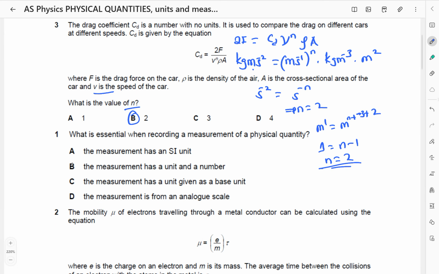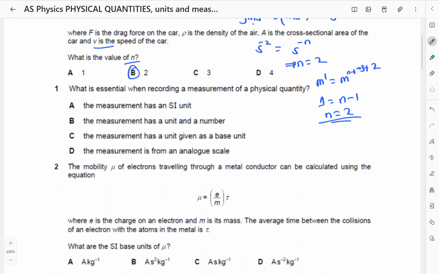What is essential when recording a measurement of a physical quantity? Of course, it must be represented by a numerical magnitude, which is a number, and a unit. Therefore, our answer is going to be B. The measurement has a unit and a number. The measurement has an SI unit. It should have a number. The measurement has a unit given as a base unit. Not necessarily, it should have a unit and a number, which is a numerical value.